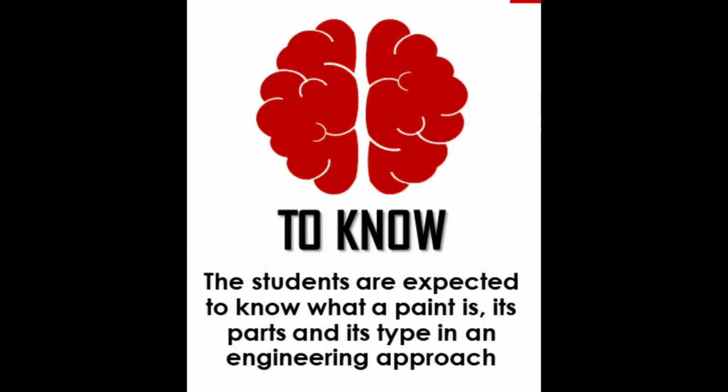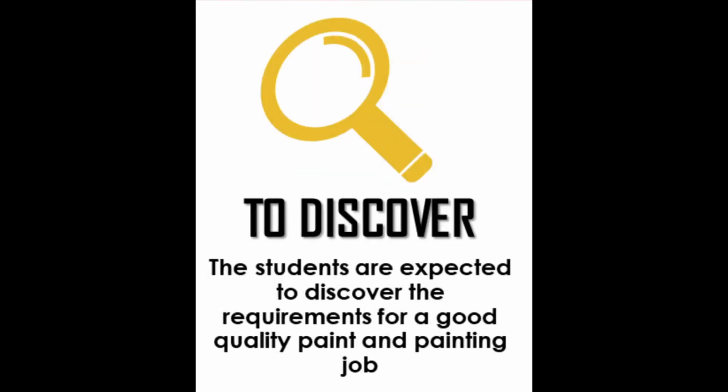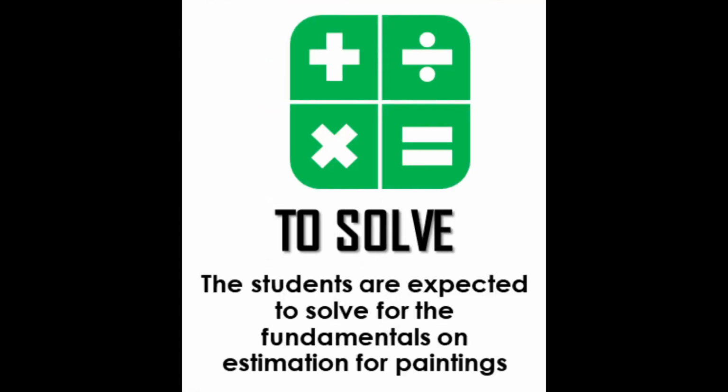The objective of this report is that, at the end of it, the students are expected to know what a paint is, its parts, and its types from an engineering perspective. The students are also expected to discover the requirements for a good quality paint and painting job, and to solve for the fundamentals of estimation for paintings.